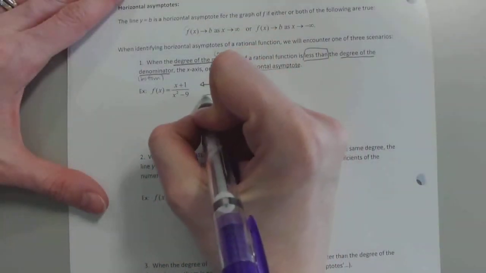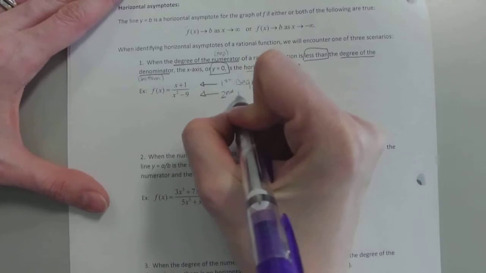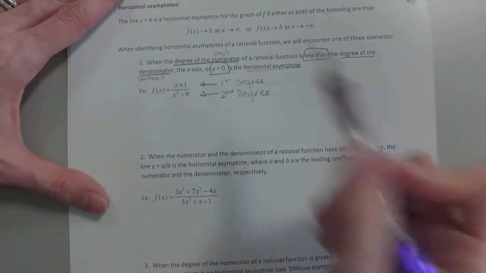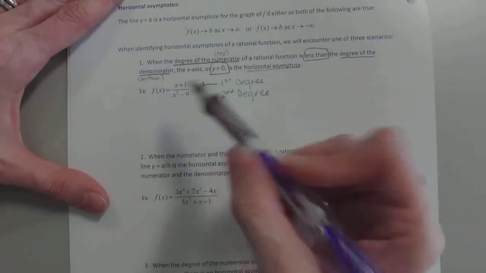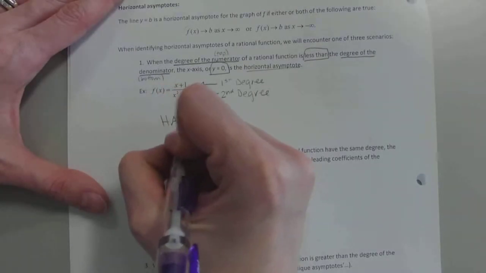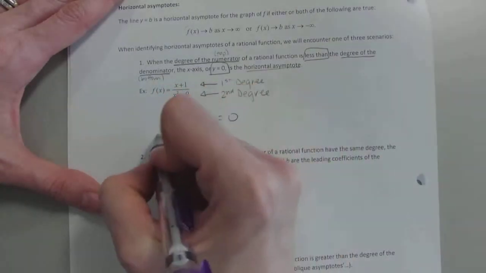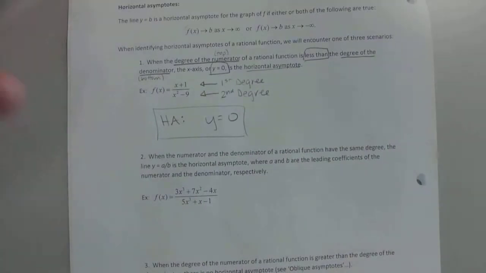So what's the degree of the top? This is the first degree. Do you guys agree? Or degree 1, that's fine. And what's the degree of the bottom? 2. Yep. So according to this, if the top is less than the bottom, our horizontal asymptote is just what? y equals 0. Meaning the x-axis.